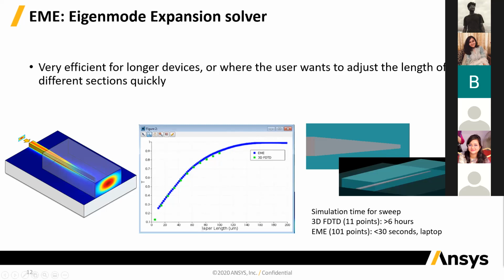If you did it with FDTD, you can see with 11 points, the same sweep will take more than 6 hours. So EME is a way to very quickly optimize these types of devices. And then, of course, once you have your final design, it's always recommended that you go back to FDTD and run one final simulation, just because it's definitely the much more accurate solver. And you can see that the accuracy is not that off. So it's like a final simulation where you can get all the necessary accurate results about your final design.